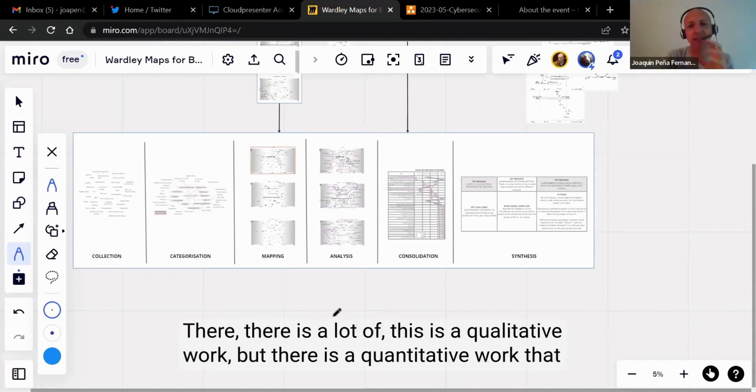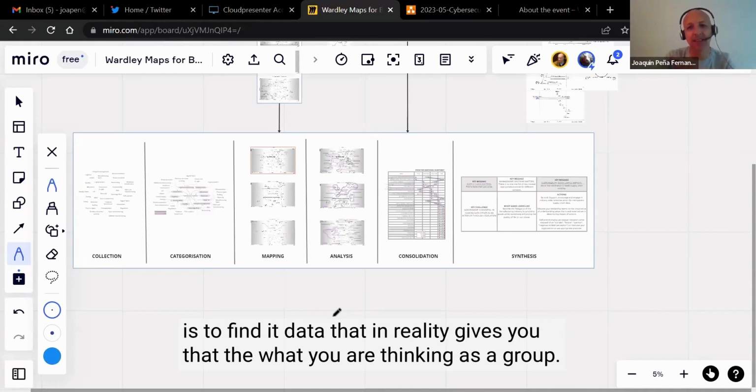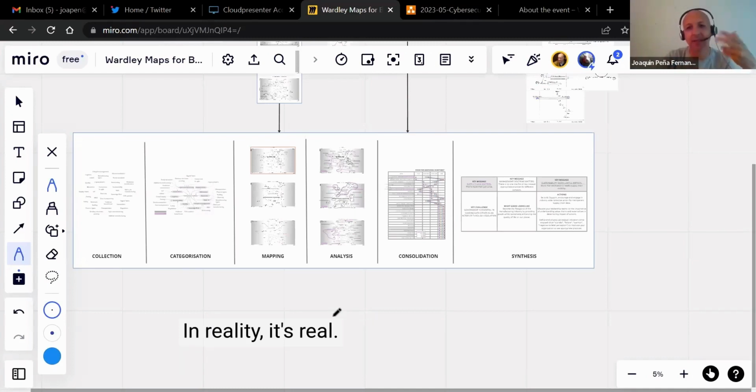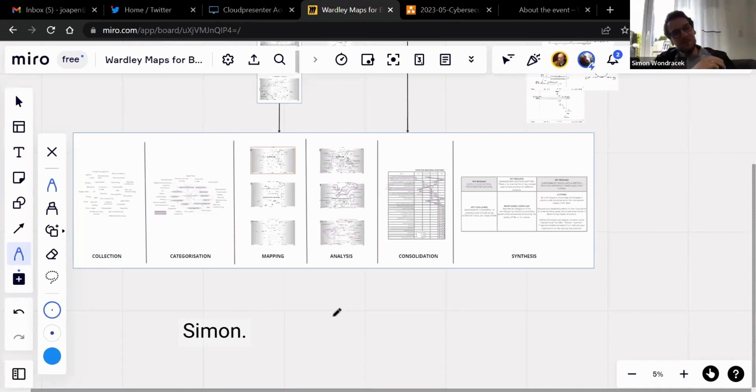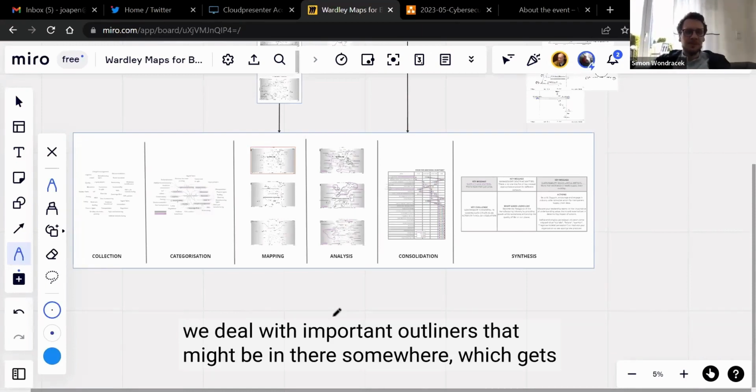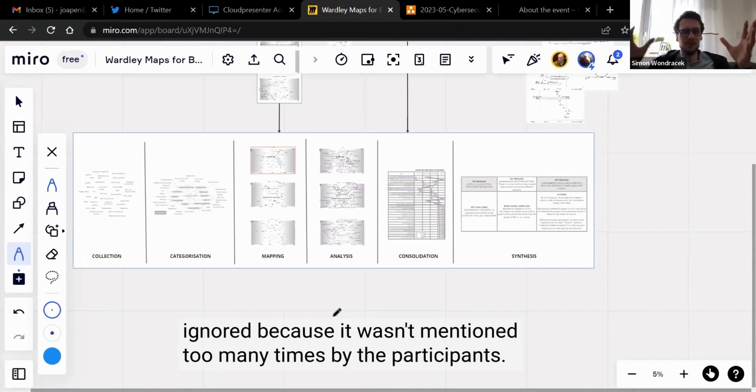Yeah, this is the qualitative work, but there is quantitative work, which is to find the data that in reality confirms that what you are thinking as a group is real, or at least more real. So I have Simon Vondrasek, or Simon 2. He has a question. So sorry, Simon. Yes, question to Simon. How do you deal with important outliers that might be in there somewhere, which get ignored because they weren't mentioned too many times by the participants?